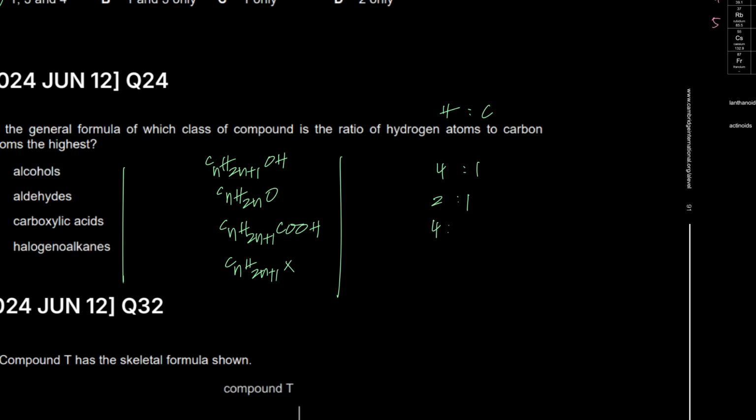1 here and 1 here. You have 2 carbons, so 4 hydrogens for every 2 carbons, which makes it a 2 to 1 ratio. And if I put 1 here, what does that give me? If I plug in 1 instead of n, you have 2 times 1 is 2, 2 plus 1 is 3. So 3 hydrogens for every 1 carbon. So which ratio is the highest? It's 4 to 1 right here. A.